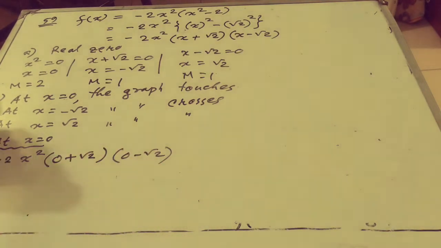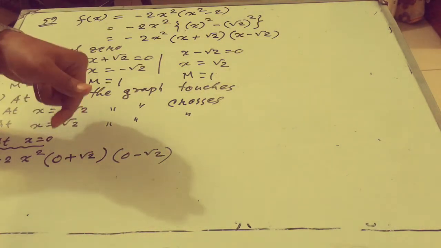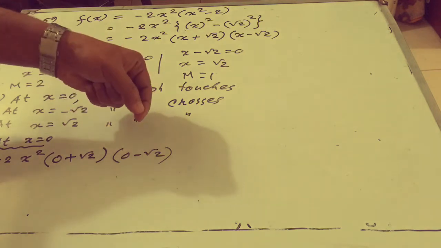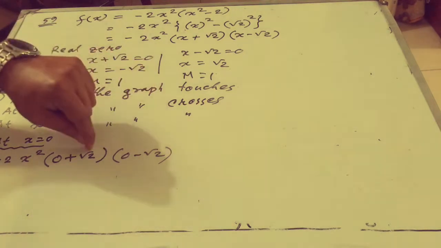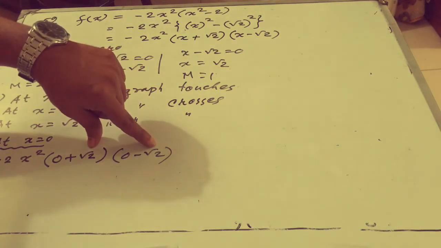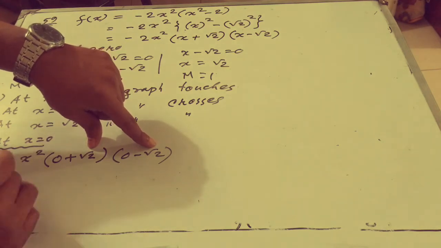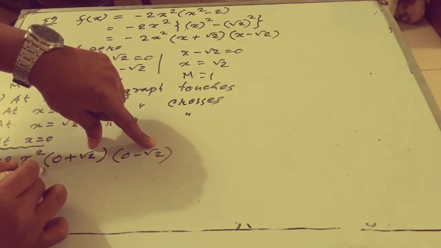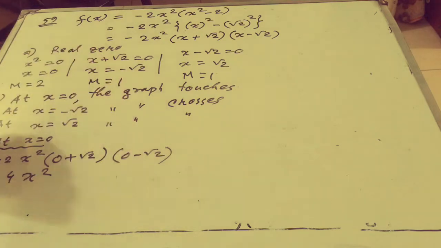And if you look at this, root 2: 0 plus root 2 means just root 2, and 0 minus root 2 means just minus root 2. Root 2 and root 2, if you multiply, it becomes 2. 2 into 2 equals 4x squared. And there is a minus here and a minus here, so minus minus is plus.